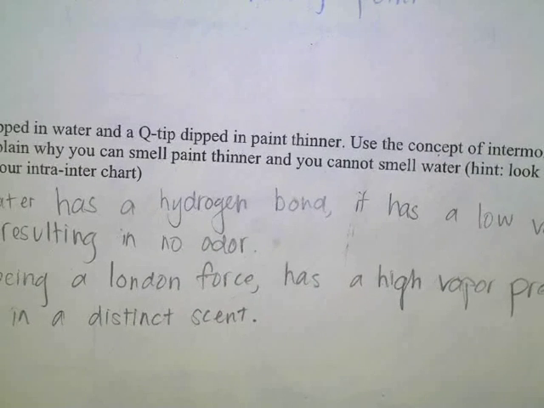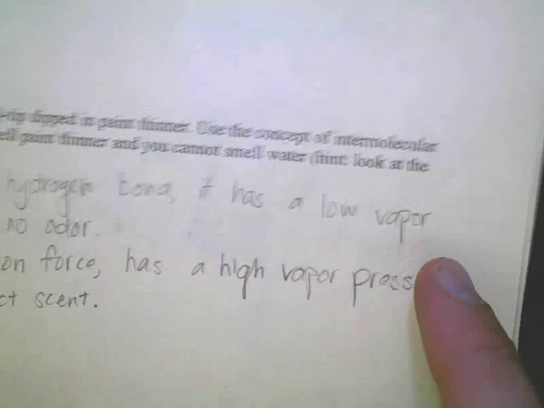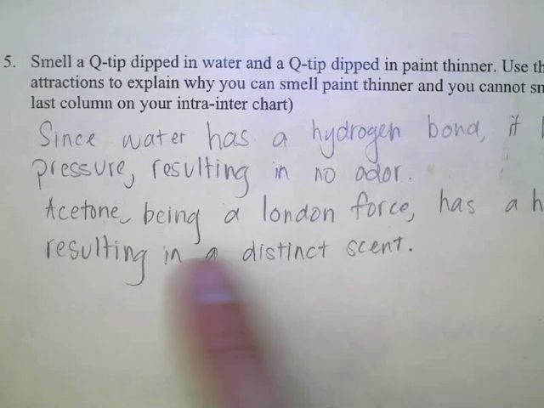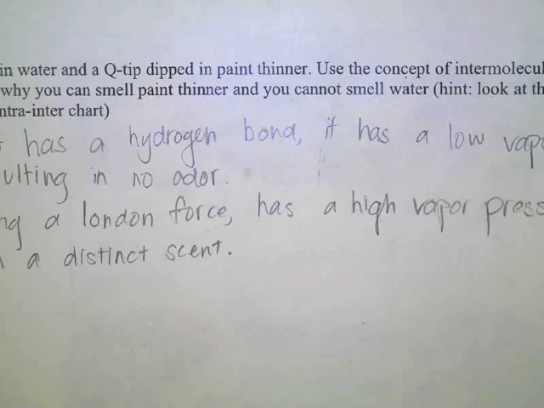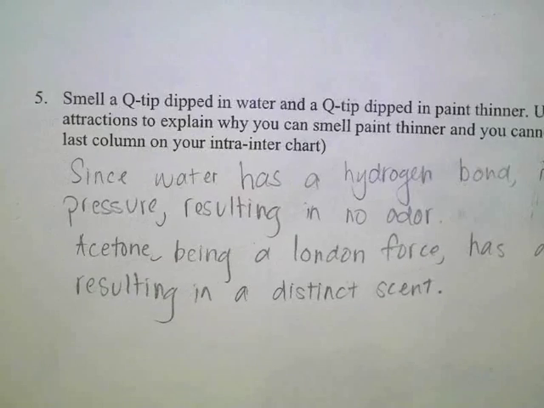This question, I'm getting you guys thinking about vapor pressure, which is always opposite of boiling point. And I like this one. It says, since water has a hydrogen bond, it's actually hydrogen bonds, it's got two of them, it has a low vapor pressure, resulting in no odor. Acetone, having London forces, has a high vapor pressure, resulting in a distinct scent.